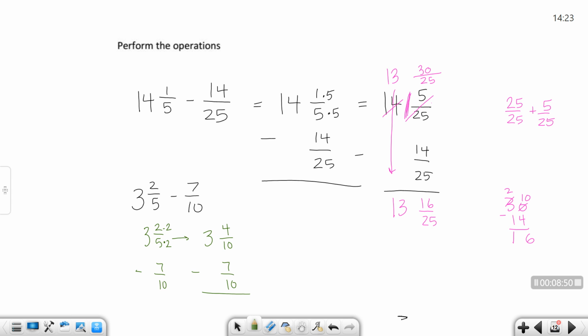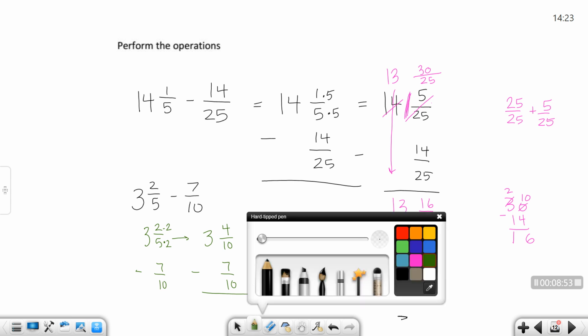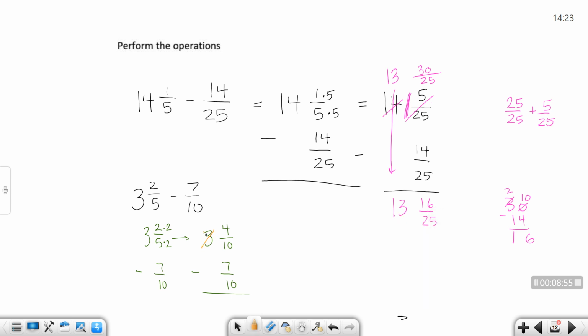Well, you can't subtract 7 from 4, so you have to borrow. So when I borrow here, this is going to leave me with a 2, and I'm going to put one whole right here. So one whole is 10/10. That's one whole. And then I have 4/10. So this would give me 14/10. So 14/10 minus 7/10 would leave me with 7/10. And I can bring down my 2. So it would be 2 and 7/10.